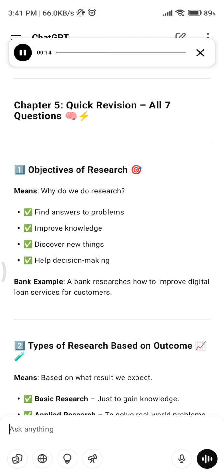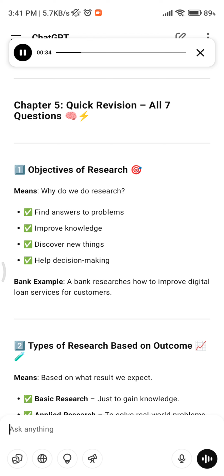Chapter 5, Quick Revision, all 7. 1. Objectives of research. Means, why do we do research? Find answers to problems, improve knowledge, discover new things, help decision-making. Bank example: a bank researches how to improve digital loan services for customers.